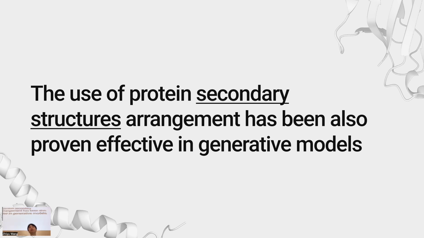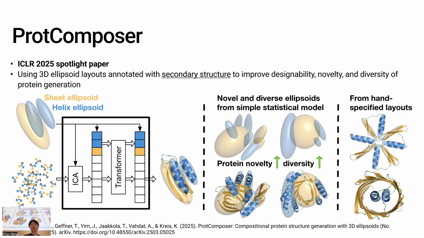Additionally, the use of protein secondary structure arrangements has also been proven effective in generative models. One impressive piece of evidence is the ProtComposer work, which was accepted to this year's ICLR as a spotlight paper. This work uses 3D ellipsoid layouts annotated with secondary structure to improve the designability, novelty, and diversity of protein generation.